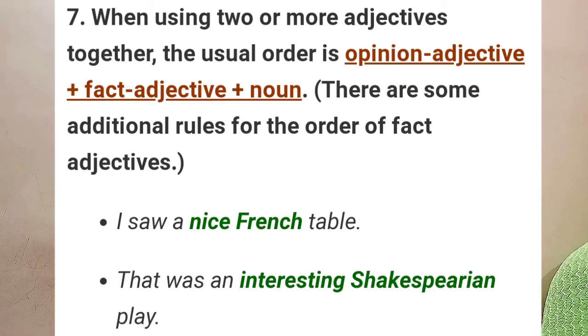So always remember this: whenever we are using two adjectives, and an adjective is a word which defines a noun, we should make sure that first the opinion adjective should come, then the fact adjective, and then the noun. Like if I say, I saw a nice French table, nice is my opinion, French is again a fact adjective, and table is a noun. So that is the actual way in which adjectives and nouns can be placed. The next one we will move to is collective nouns.